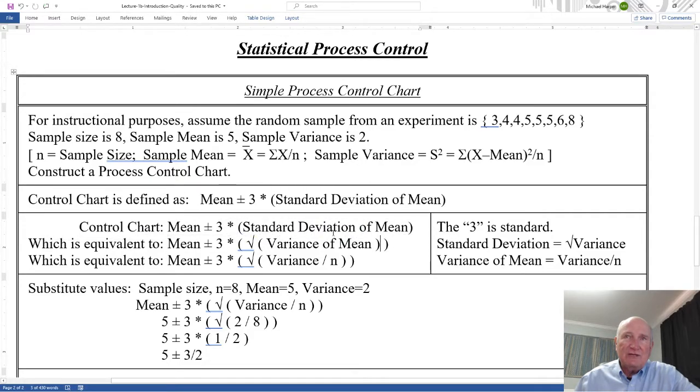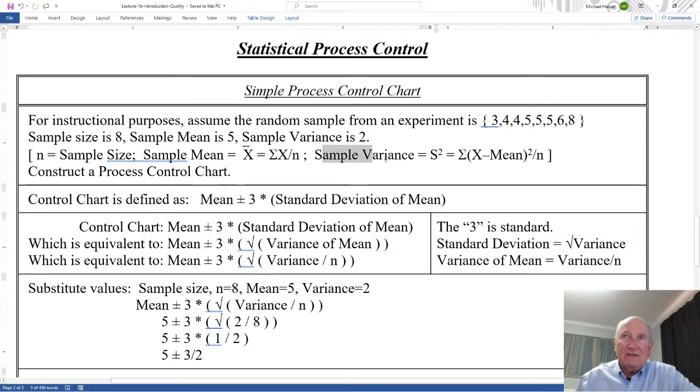Now the standard deviation of the mean is the square root of the variance of the mean by definition. Okay, because the standard deviation equals the square root of the variance, which is equivalent to 3 times the square root of the variance over n, because the variance of the mean is the variance of a random variable divided by n.